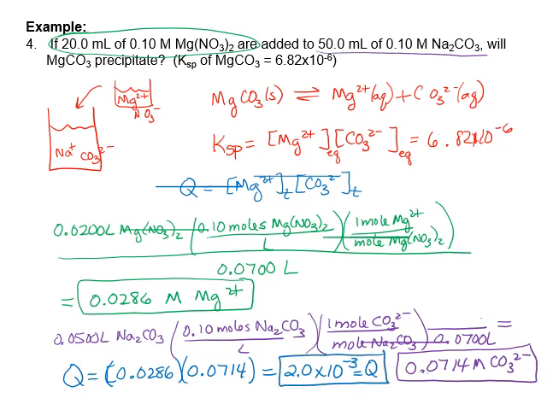We need to compare Q to K. Going back up here, we saw our K value was 6 times 10 to the minus 6. So our Q is larger than K. That means we have too many ions in solution. We need to get rid of some of those, and some solid will form.